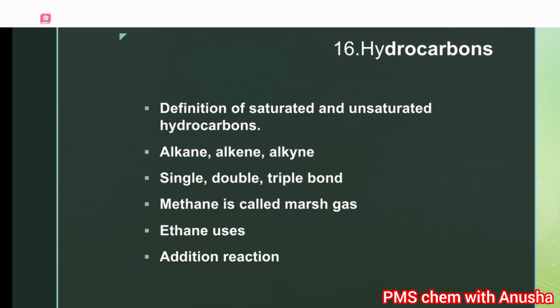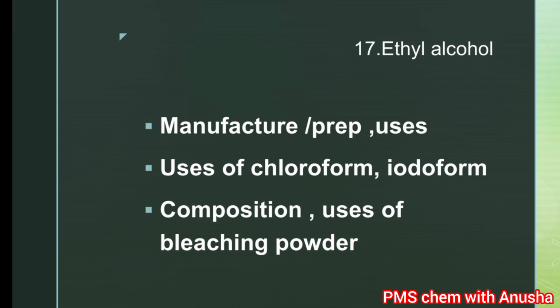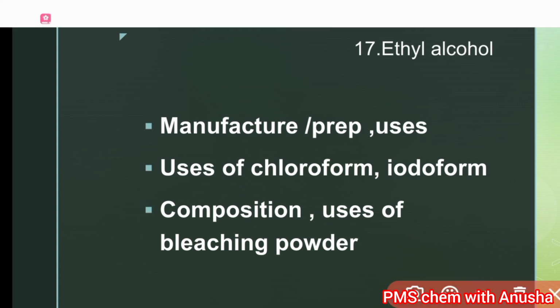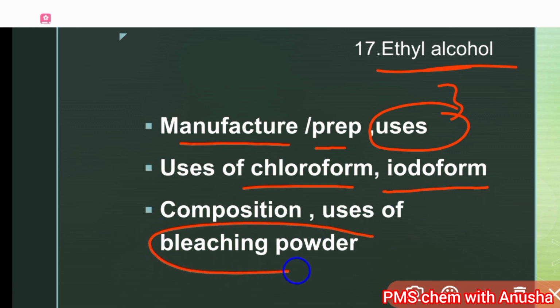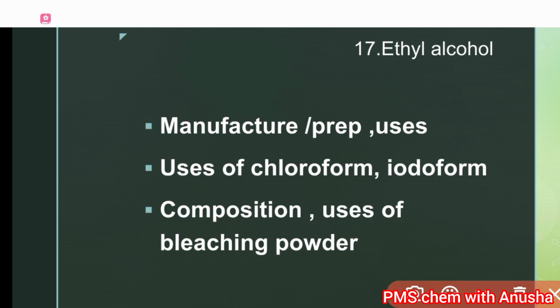Next, 17th unit, that is ethyl alcohol. In this unit you have to focus on manufacture or preparation of ethyl alcohol from molasses, and you have to study 3 uses of ethyl alcohol and chloroform uses 3, and also focus on iodoform uses. Next, bleaching powder, their preparation, composition and uses.